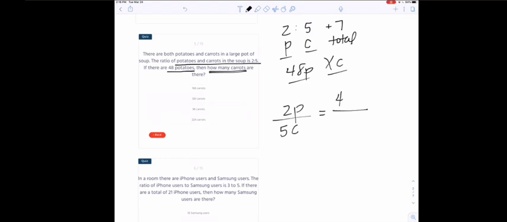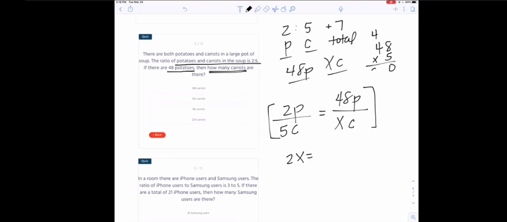2 potatoes to 5 carrots is equal to potatoes on top, 48 potatoes, x carrots. The ratio is what I use for my first fraction, and then the rest of it for the second fraction. Now let's cross multiply. 2 times x is 2x. 5 times 48, let's find the answer up here.